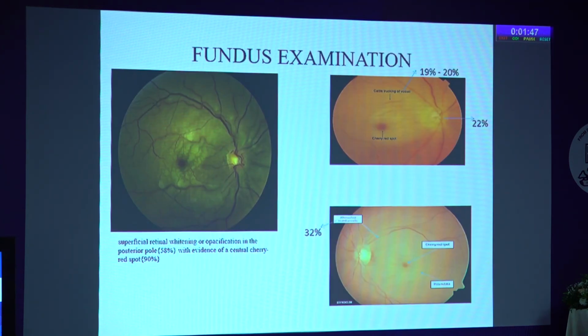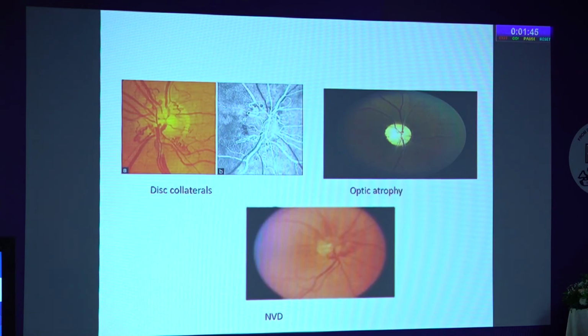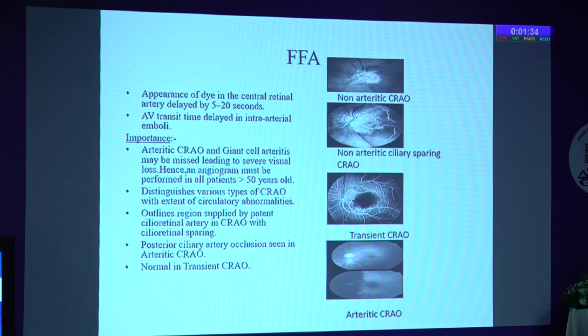You can see here cattle trucking, cherry red spots and all. These are the chronic cases having disc collaterals, non-perfusion, optic nerve ischemia and NVD. FFA is important to do in those cases to distinguish between non-arteritic and arteritic CRAO. In arteritic CRAO, you can have a complete ischemia of the choroid, so that way you can differentiate and save the patient's life.